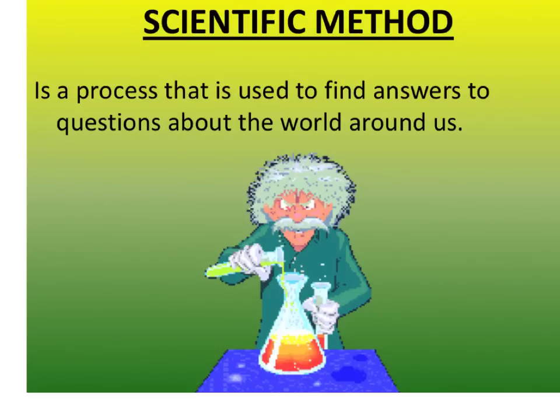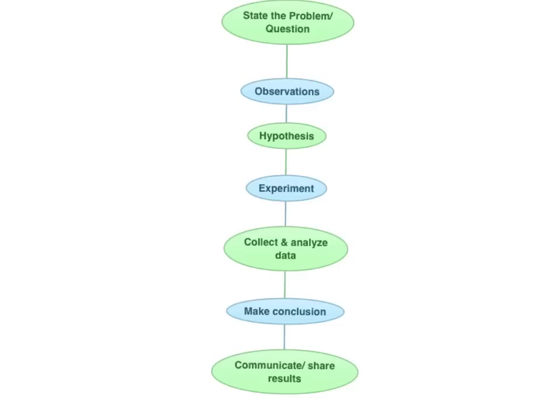In this video, we will learn what the scientific method is and what the various steps are that are followed in the scientific method. So the scientific method basically is a way scientists learn and study the world around them. Here is the flowchart that we usually follow when we are trying to solve a problem using the scientific method.